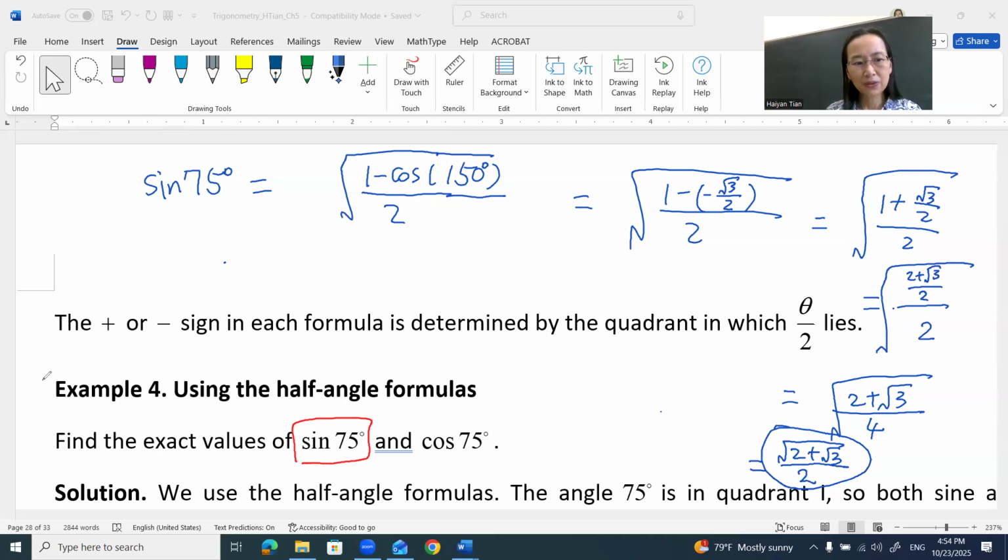So sine 75 degrees, after we apply the half angle identity, yeah. So we can use the special angle 150 to evaluate and get the exact value of sine 75 degrees. By using the half angle identity, we actually decided it is positive, right? Because 75 is in the first quadrant. Yeah, so the rest is simply evaluation.